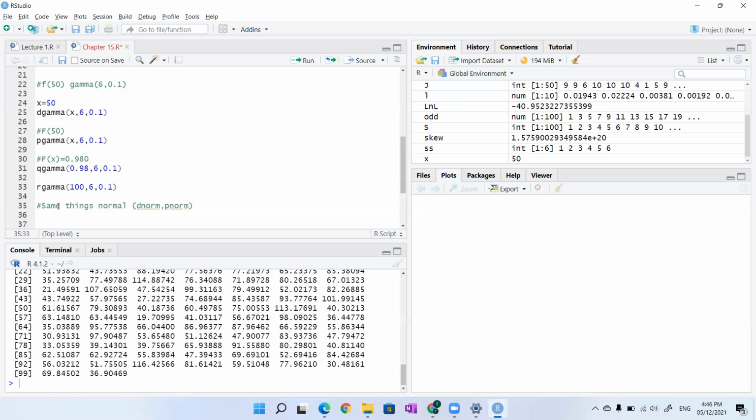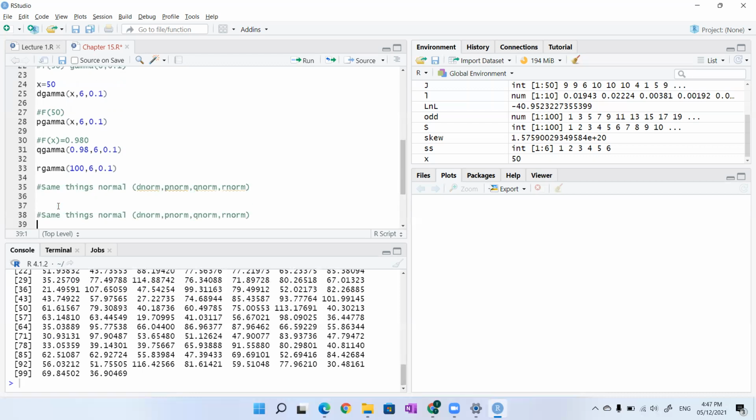P norm, Q norm, R norm. Same thing, okay. Instead of this would be mu, and this would be nothing but sigma, not sigma square. The same thing would be for a log normal also. The only difference in the code is that DL norm indicates log normal and only N indicates normal. So it would be PL norm, QL norm, RL norm.